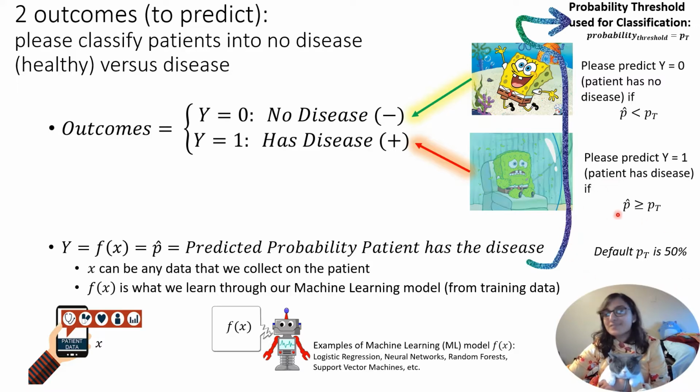Usually the default is 50%, but this is sort of what we're learning. What if we change the probability threshold? I've explained this in the previous video, so please do see that for more details. But the idea is we're predicting no disease, negative class, versus positive, having the disease.